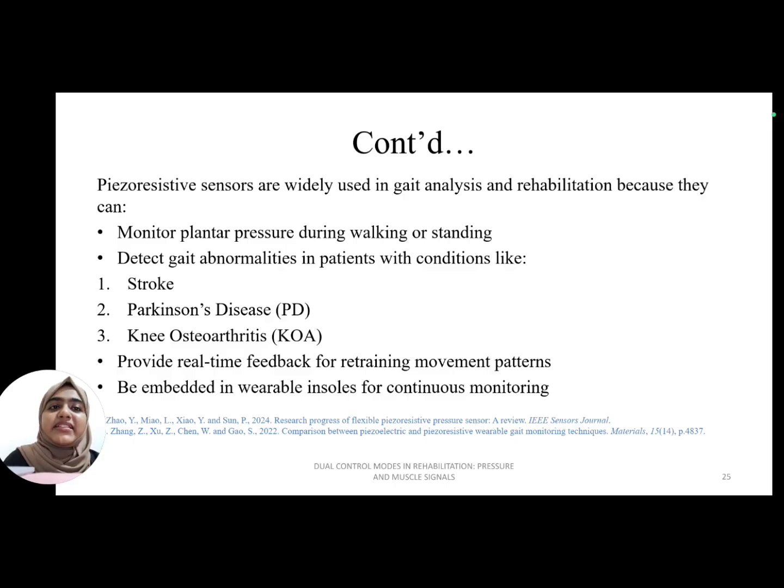Piezoresistive sensors are widely used in gait analysis and rehabilitation for several reasons. The first is to monitor plantar pressure during walking or standing, and detect gait abnormalities in patients with conditions like stroke, Parkinson's disease, and knee osteoarthritis. They also provide real-time feedback for retraining movement patterns, and they can be embedded in wearable insoles for continuous monitoring.